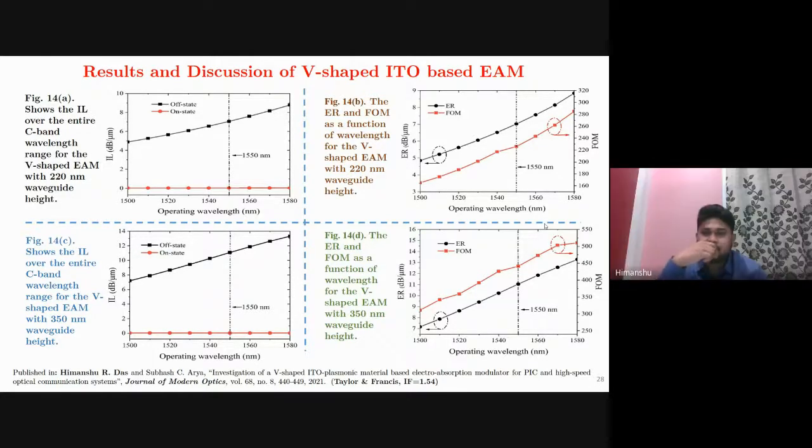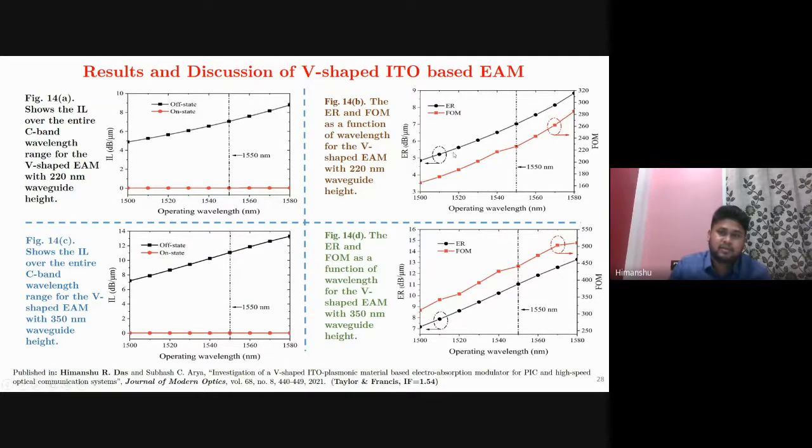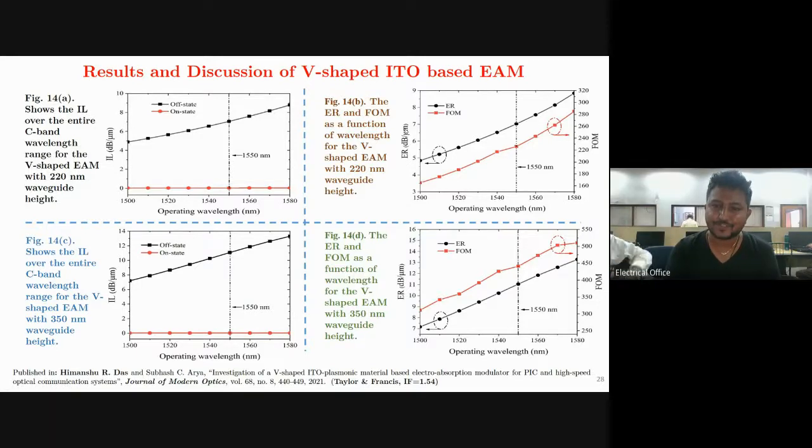So actually, these are different parameters. They are indicating different parameters. There are two axes. This FOM is indicated by the right-hand side y-axis, and the ER is indicated by the left-hand side y-axis. Okay, fine. Thank you, sir.